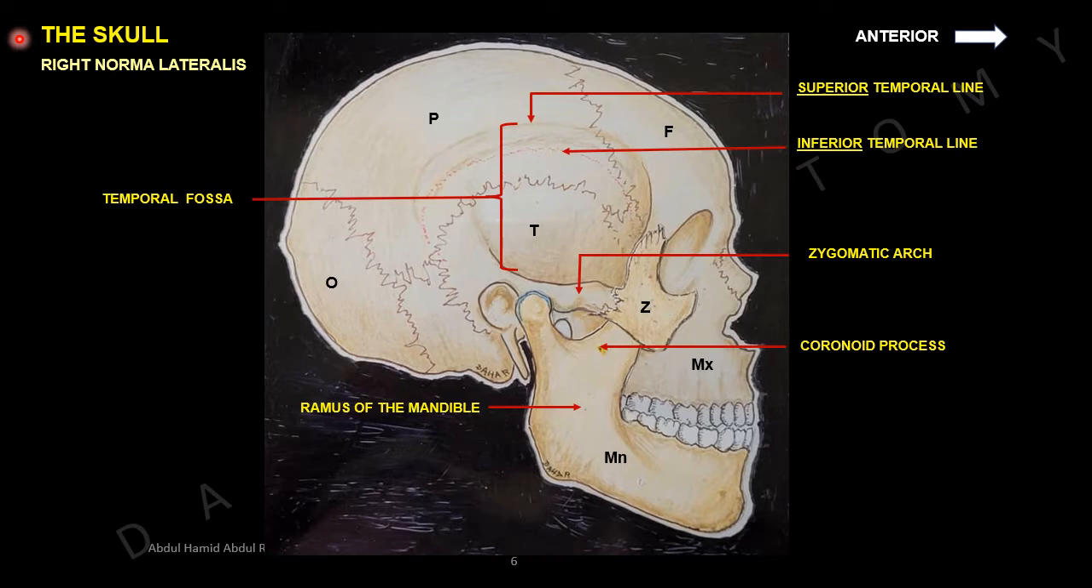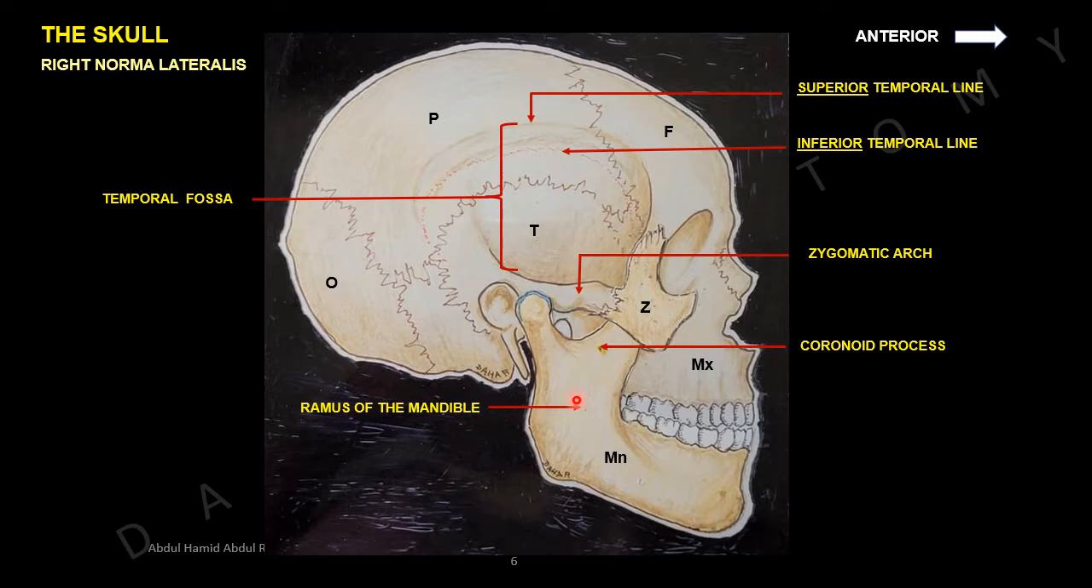The skull. This is the diagram of the skull seen from the right side, right norma lateralis. This is in front, anterior. Let's see the bones in this diagram. F, frontal bone, P, parietal bone, O, occipital bone, T, temporal bone, Z, zygomatic bone, MX, maxillary bone, and MN, mandible. This is the coronoid process of the mandible, and this is the ramus of the mandible.